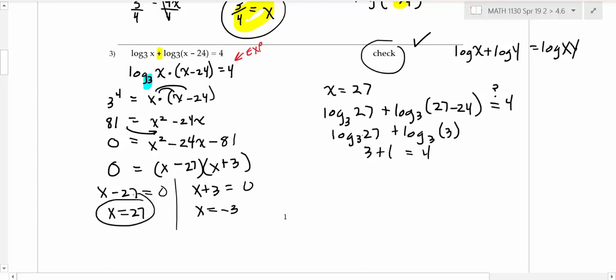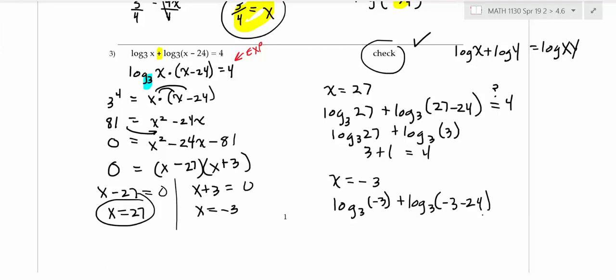Now what happens when you check the negative 3 is if you plug this in, you would have log base 3 of negative 3 plus log base 3 of negative 3 minus 24. Do you know what's wrong with that? I already know it's wrong. Do you? There's something seriously wrong with this. You can't do a log of a negative number. Remember, you can only do a log of a positive number. So this is actually undefined.